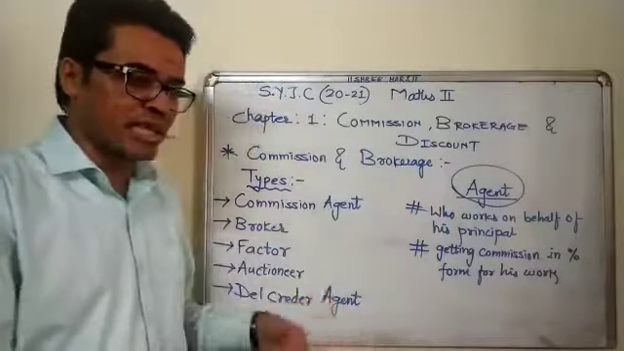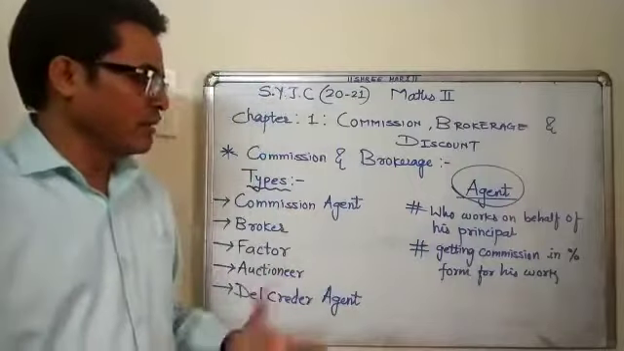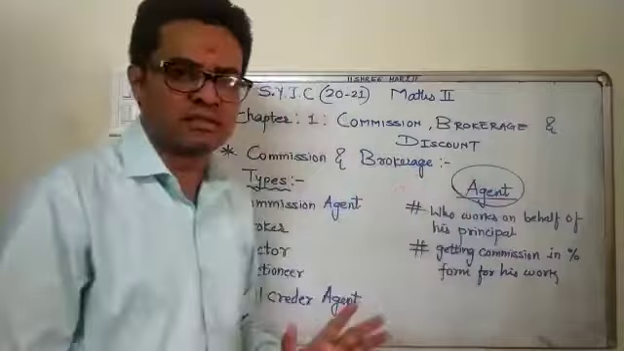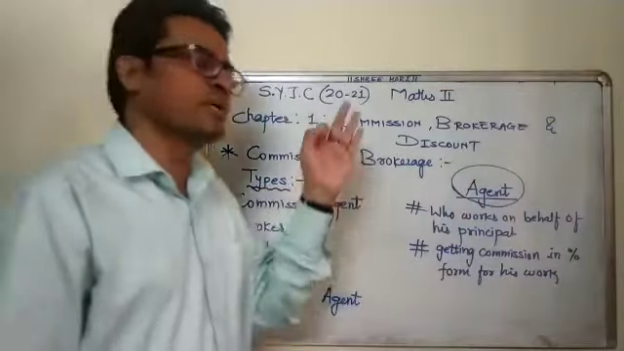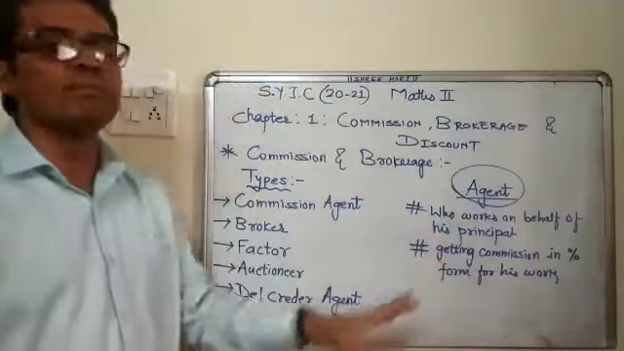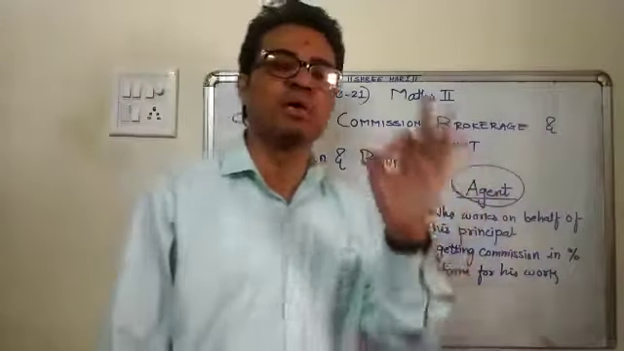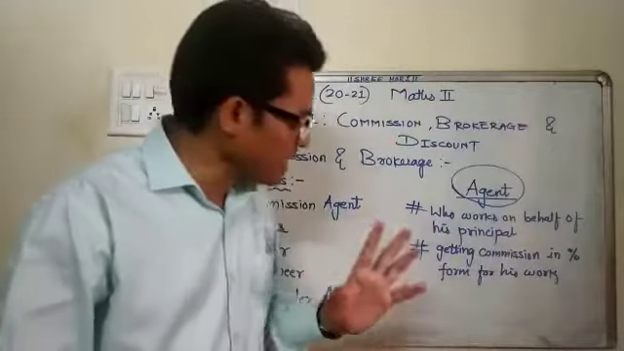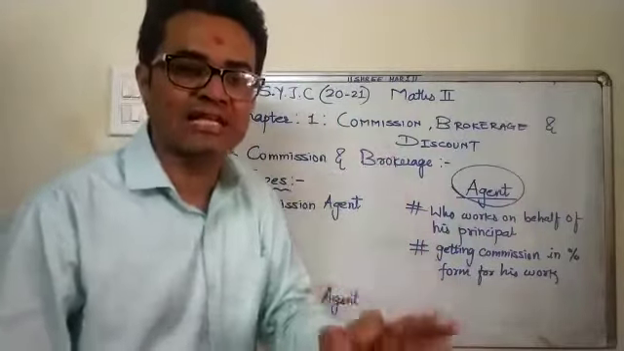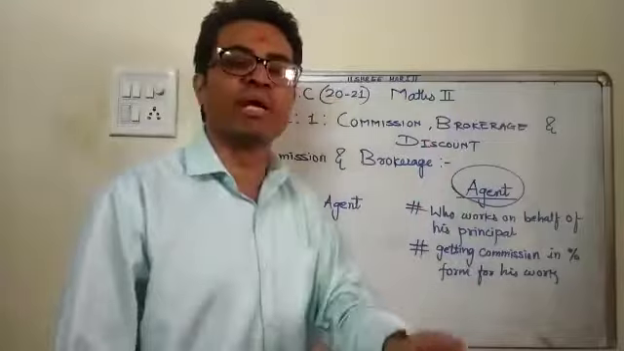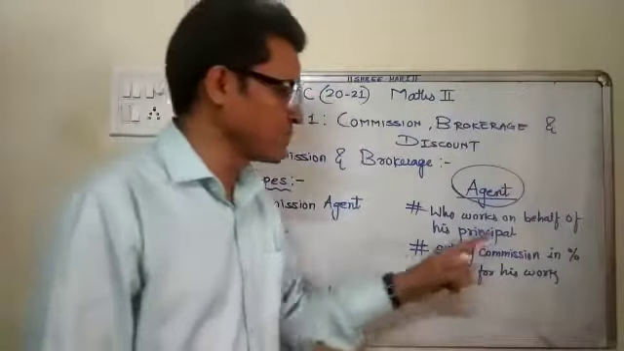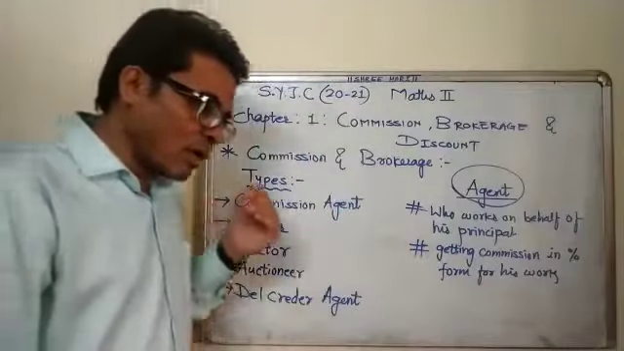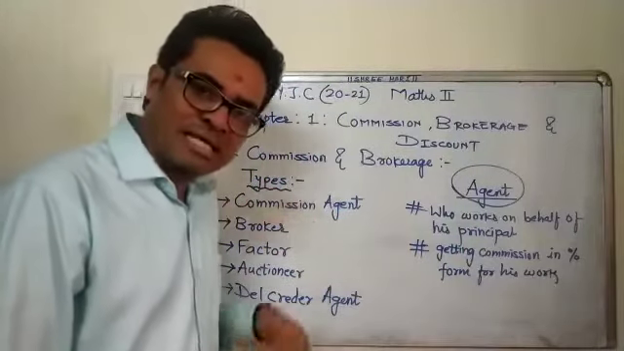An agent may sell your goods or buy your goods. He may also gather prospects, buyers and sellers. And for his work, he gets commission, and commission is always in the form of percentage. So it is clear who an agent is: a person who works on behalf of his principal. Principal means owner.